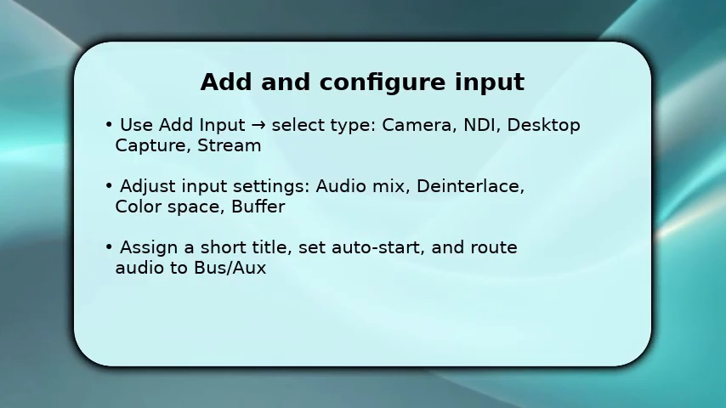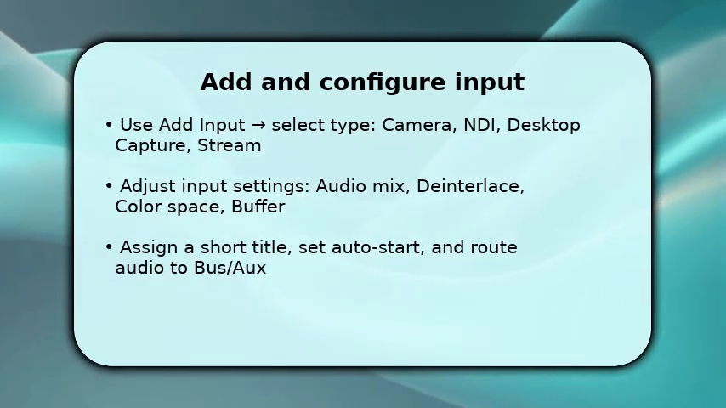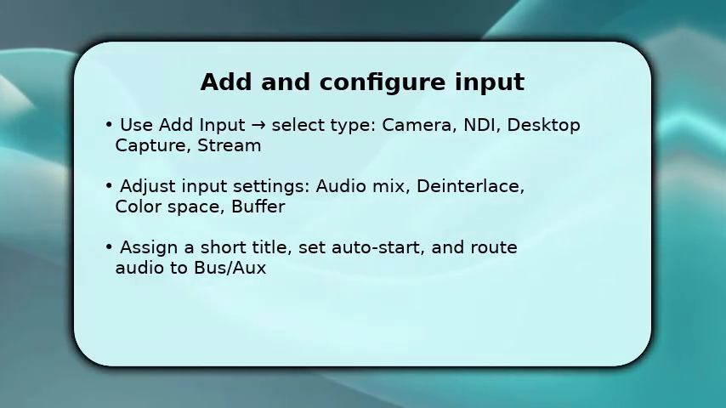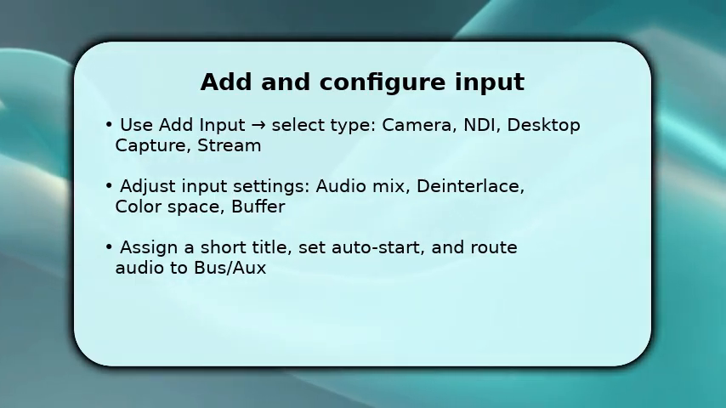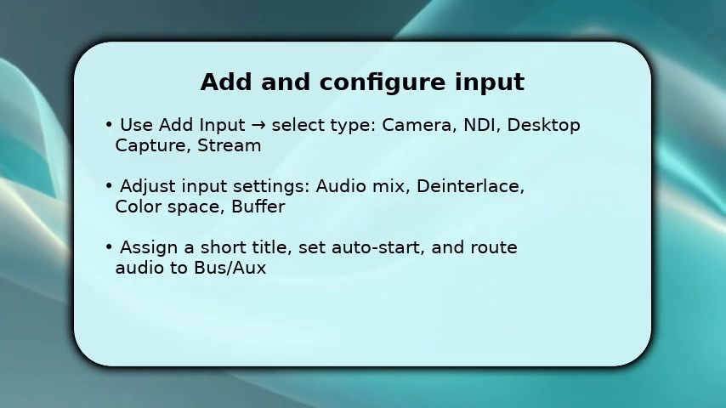You now add the external input inside vMix and configure how it behaves. Choose Add Input and pick the correct source type so vMix recognizes it. Once added, open input settings to set deinterlace, color space, and buffer size to fix stutter or color shifts.